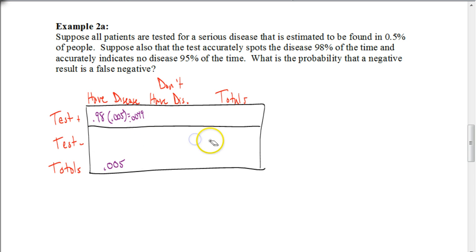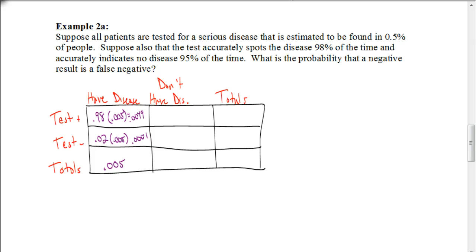Let me move these rows over a little bit. There we go. Now what that would mean is that if it's accurate 98% of the time, it's going to test negative when they have the disease 2% of the time. So that means 2% of the time when they have the disease, it's going to tell them that they don't, which obviously we don't want to happen. But 0.02 times 0.005 gives us 0.0001.